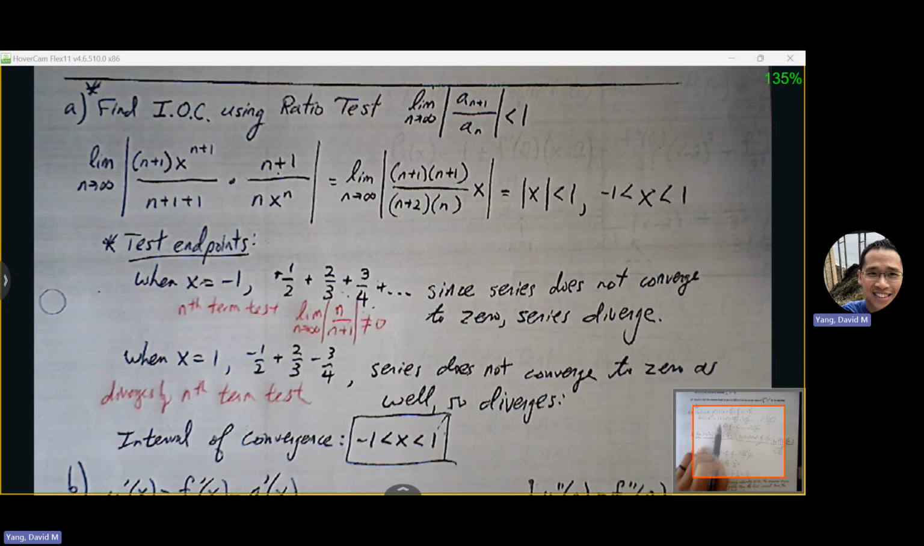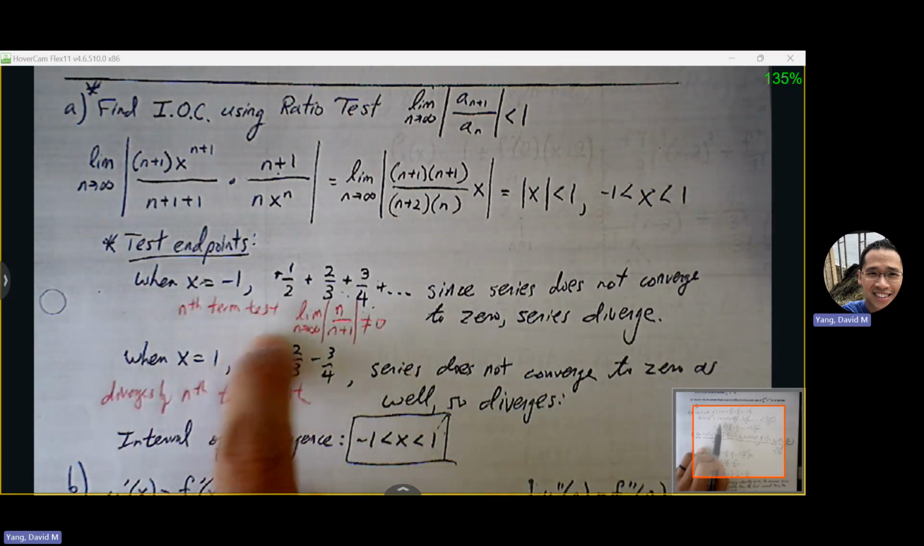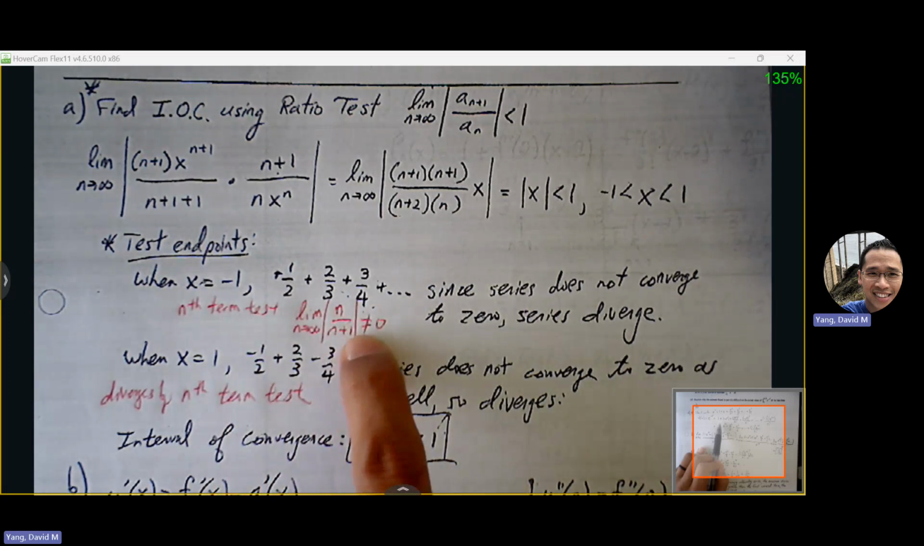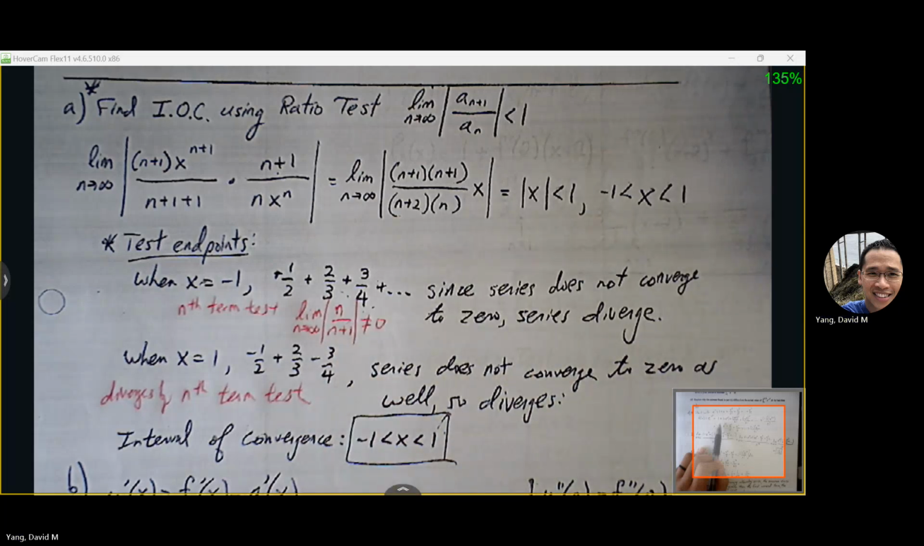Any questions with part A? So part A, once we find our potential interval of convergence, we test -1 and 1 in our general term. And it doesn't matter that one has an alternator and the other doesn't. Neither of them gets past the nth term test. The limit as n approaches infinity of n over n plus 1 is equal to 1. That's obviously not 0. So both endpoints fail the nth term test, and we don't include -1 and 1 in our interval of convergence.